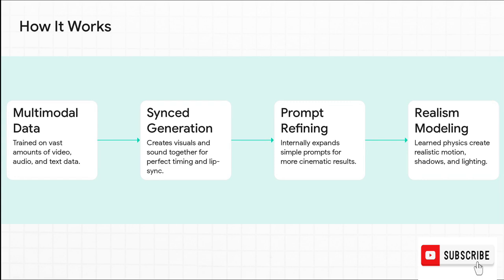So, how in the world does it do all this? Well, to put it simply, it's like it went to school and studied a massive library of video, audio, and text to figure out how they all fit together. Then, it creates the sound and the picture at the same time, not one then the other, which is the secret to getting that lip sync right. It's even smart enough to take a simple idea from you and add some cinematic magic, because it's learned what realistic movement and lighting look like.